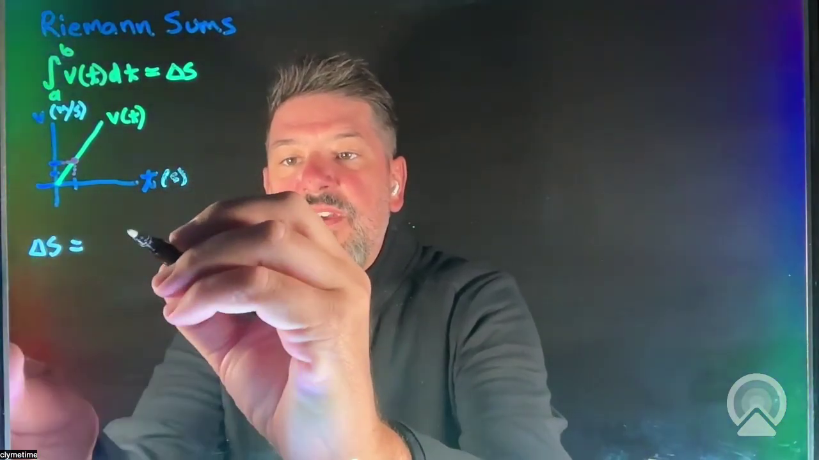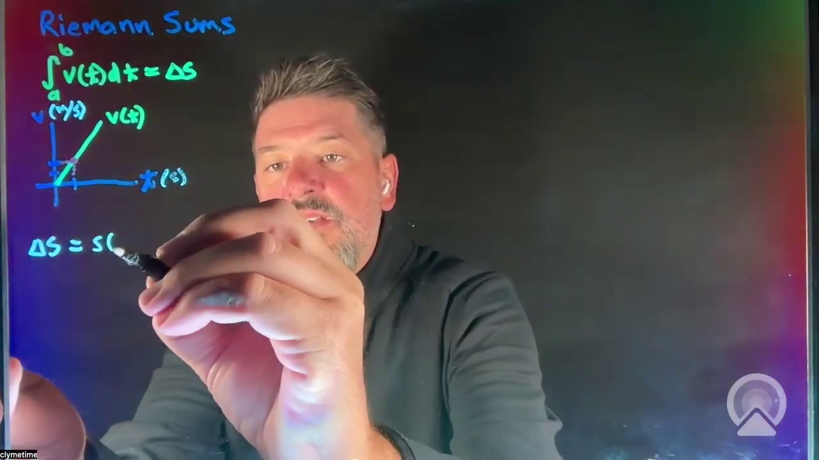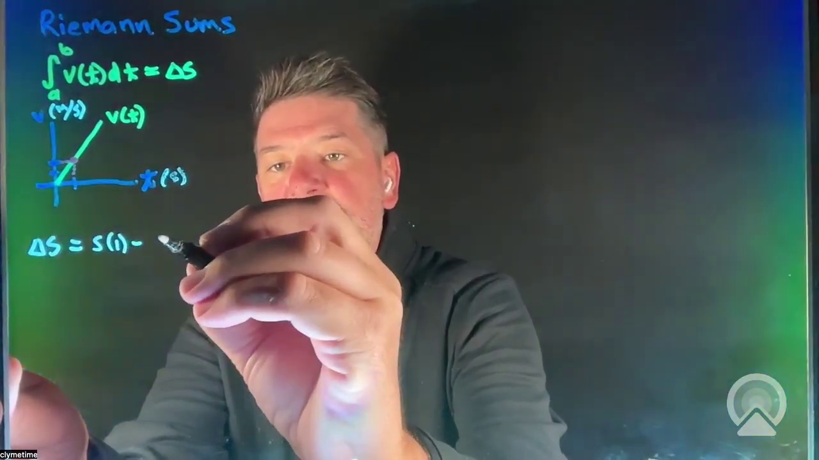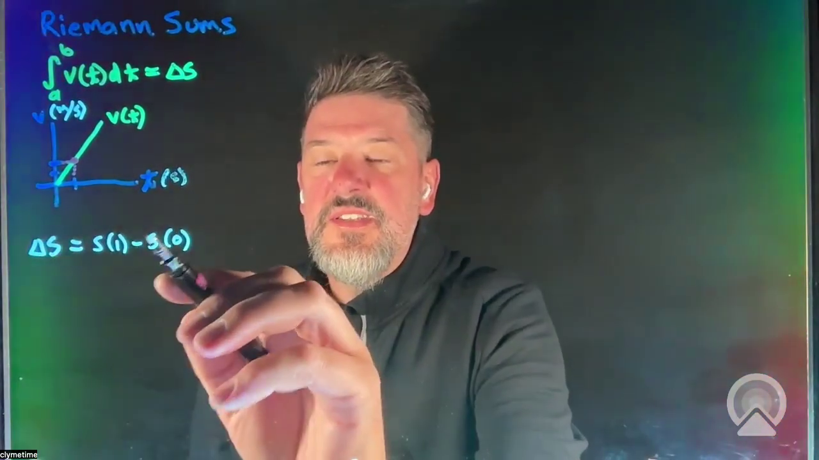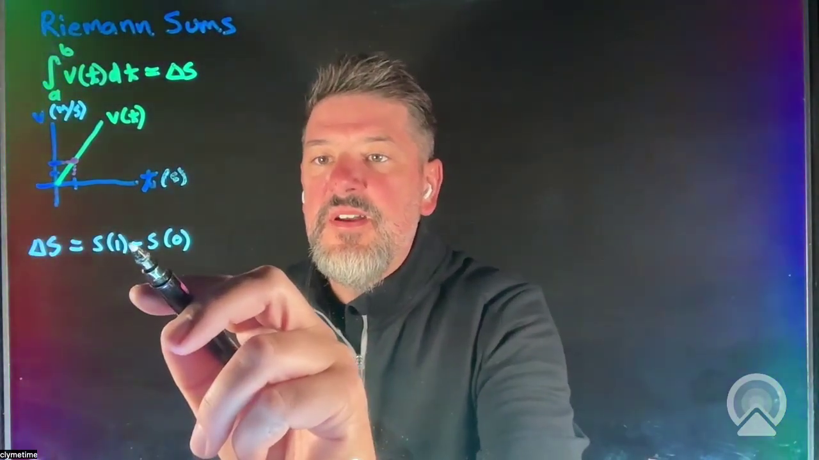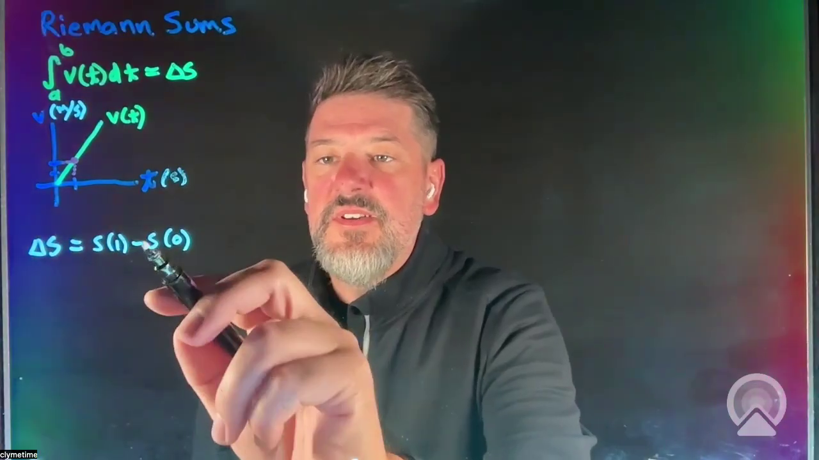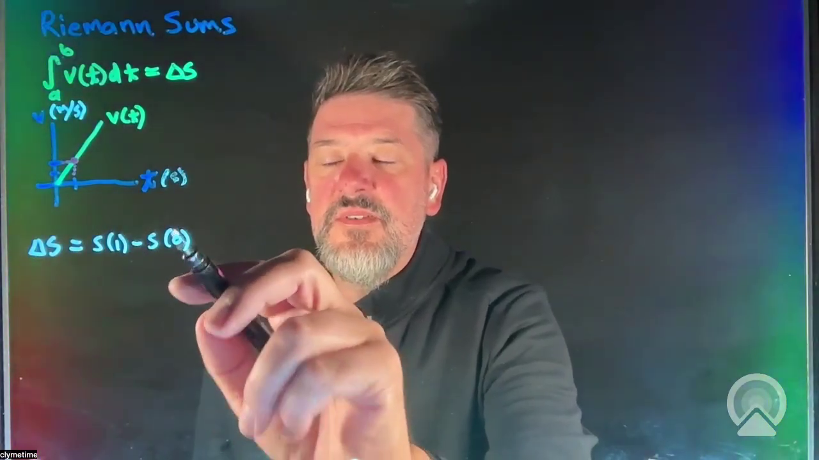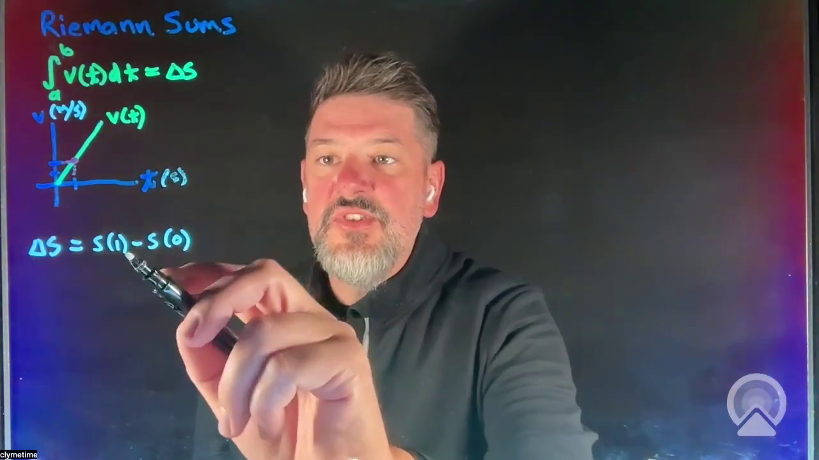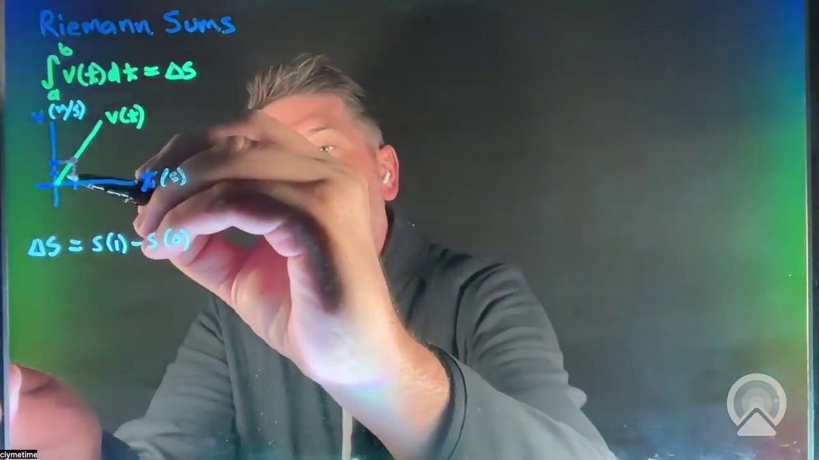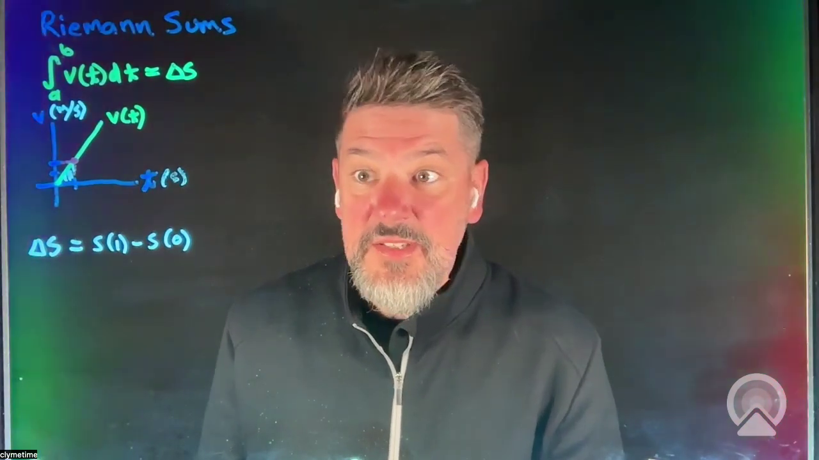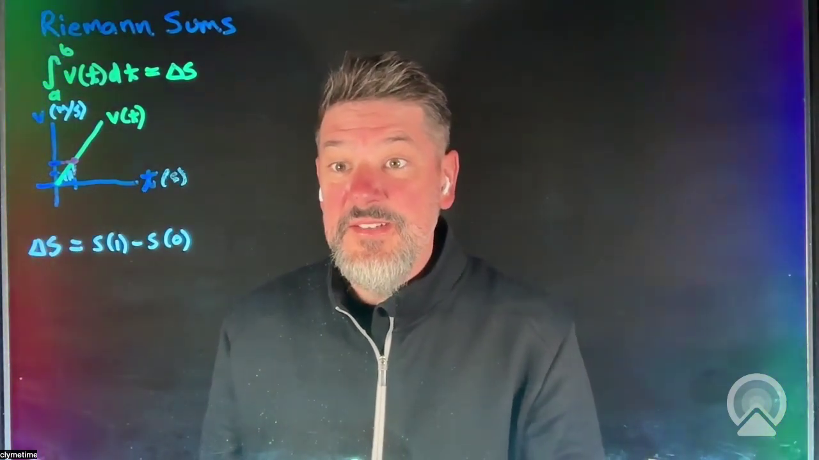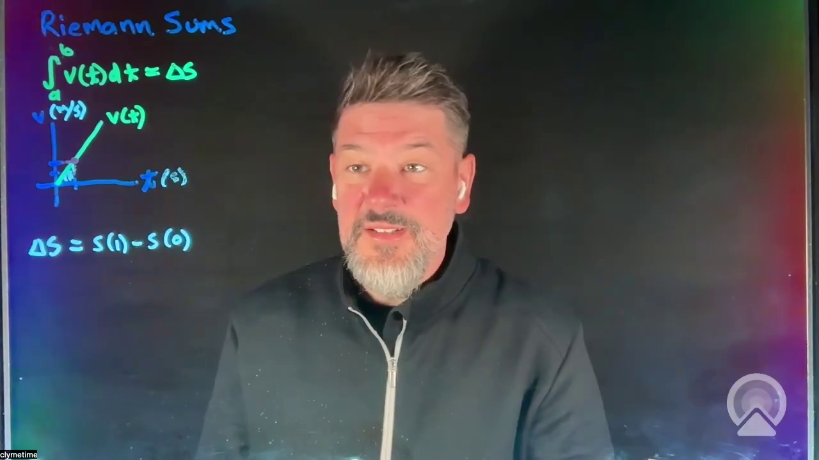And so that means we want to find our position at 1 second minus our position at 0 seconds. So that's your change in position. What is the difference in your position from t equals 1 to t equals 0? Your position at t equals 1, minus your position at t equals 0. That's your change in position. That would be this area underneath the curve. Well, we're in luck because it's a triangle, and we know how to find the area of a triangle.